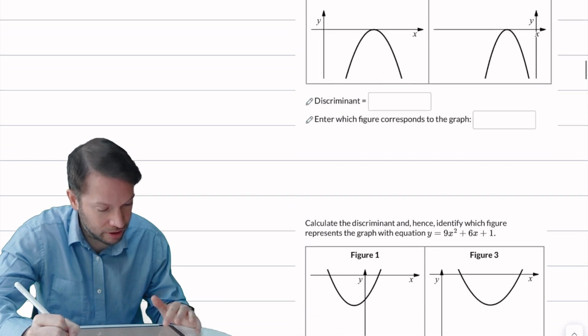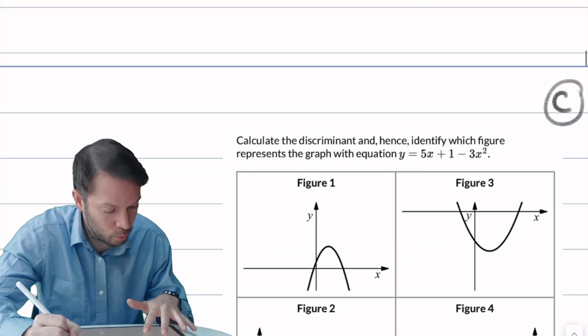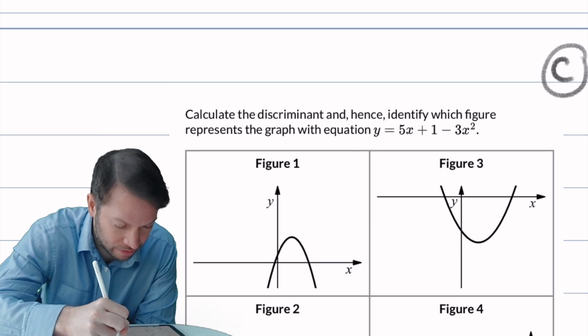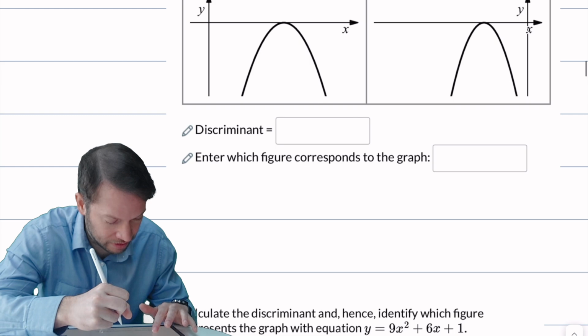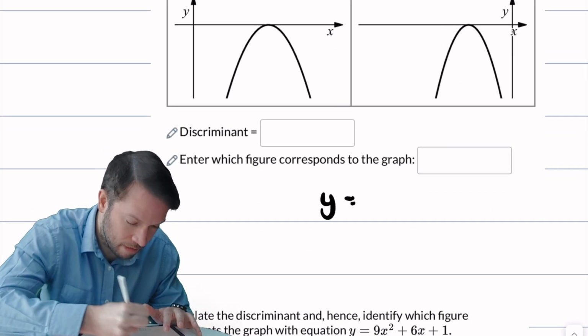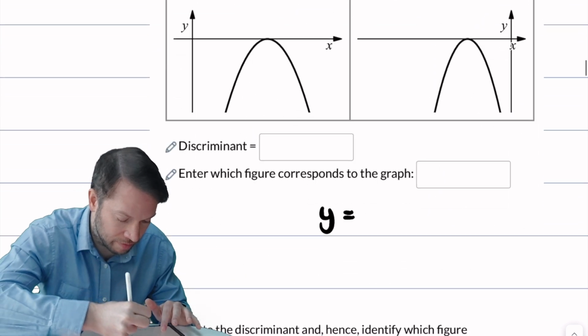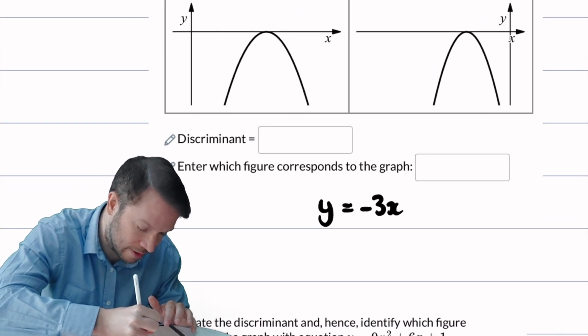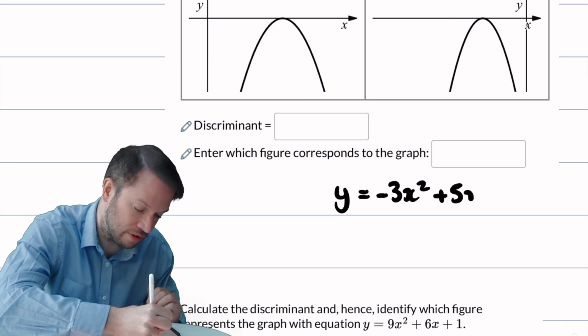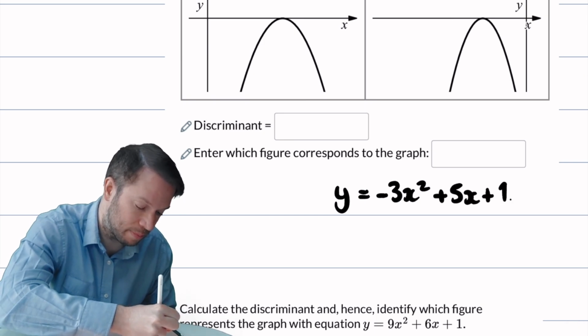Now let's look at this question here. We need to calculate the discriminant. So if we rewrite this, let's give ourselves some space down here. So we've got y is equal to, let's put the x squared term first, so minus 3x squared plus 5x plus 1. So it's in the form ax squared plus bx plus c.